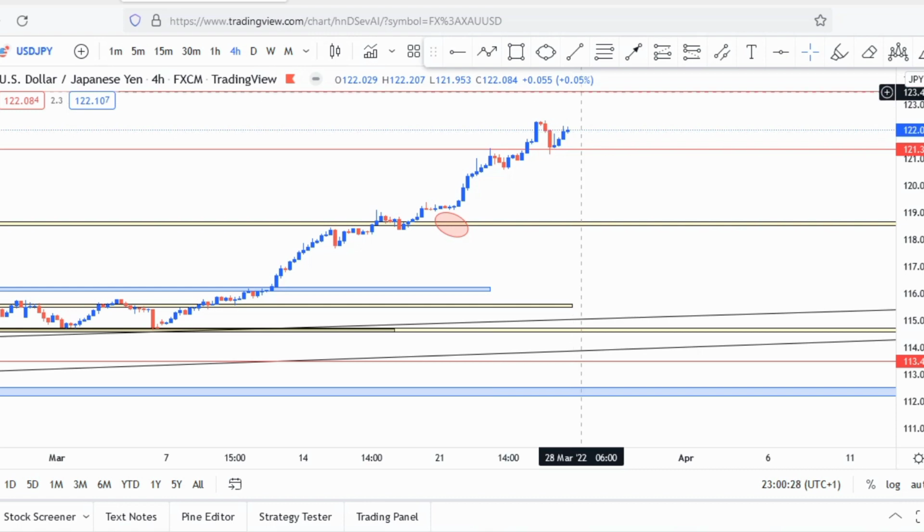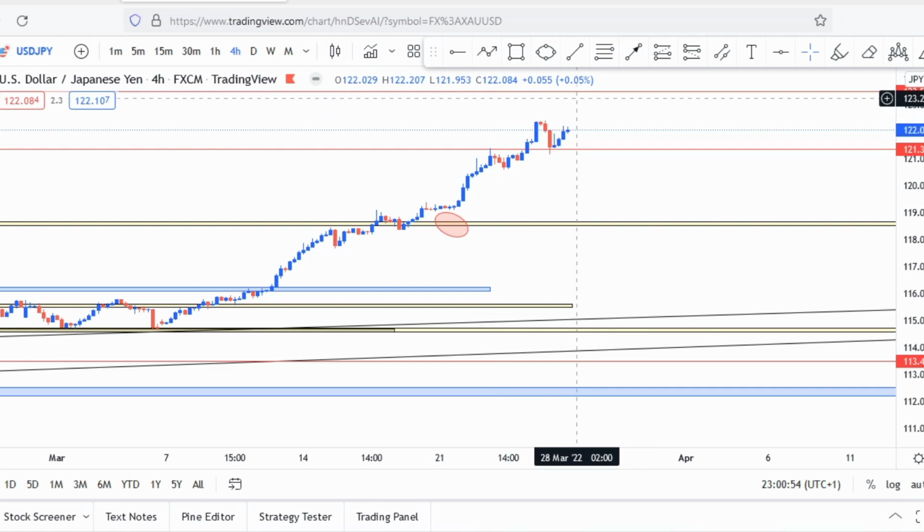Okay, so even if there's a bit of a retracement, I'm not going to sell unless price breaks below this 121.3 area. And if price is able to break below that area, then I'll be looking to sell. But for now, my bias is strongly bullish, and I'll be looking for buy opportunities.